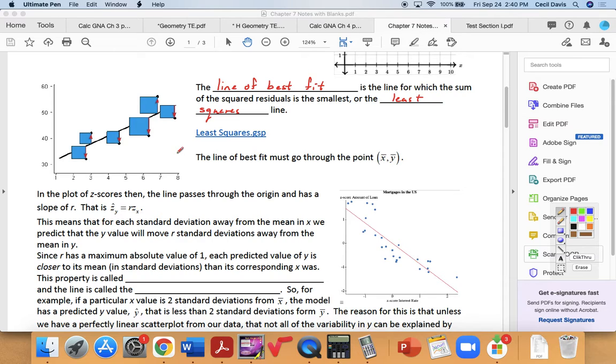Square it, then it takes away the negatives. Yeah, it gets rid of the negatives for us. That's exactly right. Why can't you take the absolute value? That's a really good question.